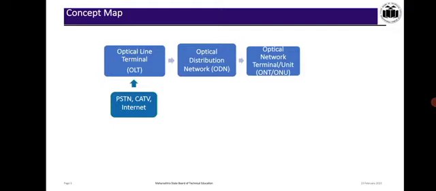In the FTTH, there are three important blocks: OLT, ODN, and ONT, or it may be called as the ONU. Optical line terminal. The signal from cable TV, internet, and public switched telephone network comes to the OLT. From OLT, all those signals are optically transmitted to the ODN. In ODN, there are the splitters. So the signals are split into a number of signals and optically transmitted to the ONT or ONU.